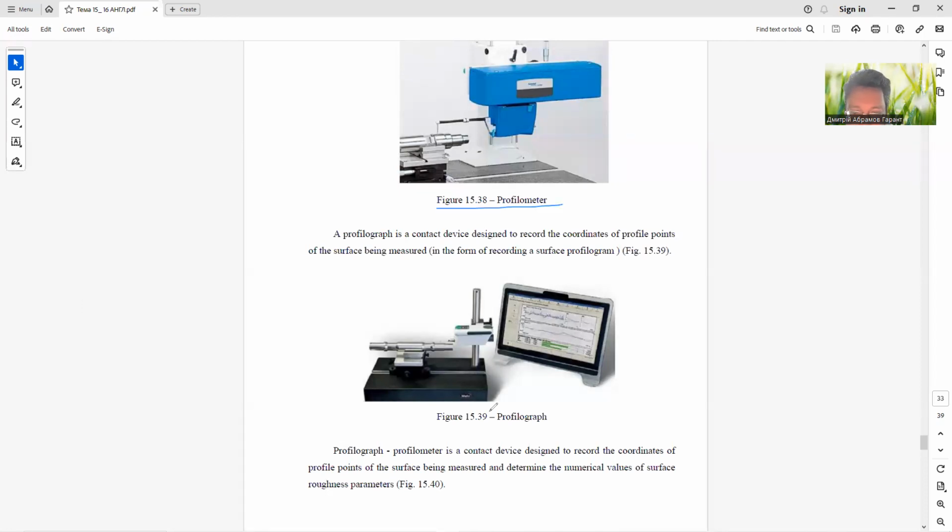Profilograph. You can see a profilograph on figure 15.39. A profilograph is a contact device designed to record the coordinates of profile points of the surface being measured in the form of recording a surface profilogram.